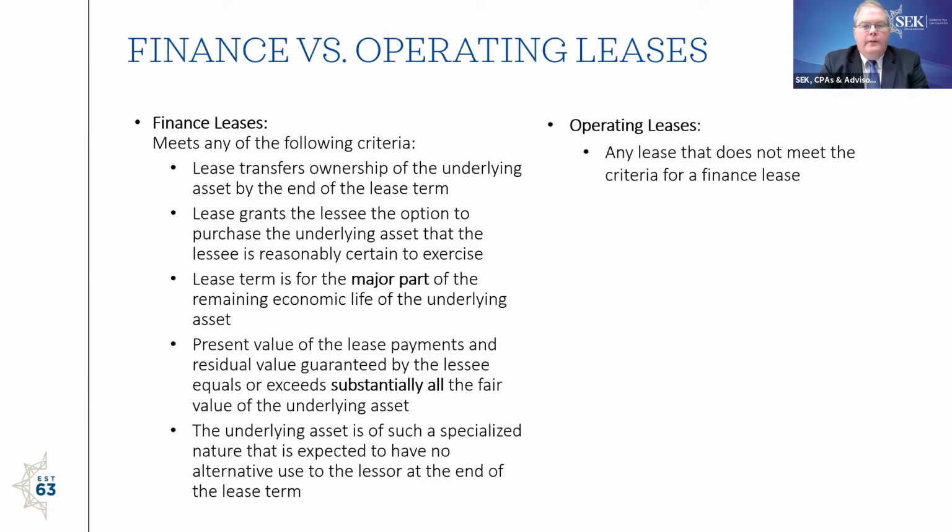The next one is that the present value of the lease payments and residual value guaranteed by the lessee equals or exceeds substantially all, and again, you'll see that's highlighted, the fair value of the underlying asset. Again, substantially all used to be a percentage. The next one is the underlying asset is of such specialized nature that it is expected to have no alternative use to the lessor at the end of the lease term. So if it meets any of those criteria, it's going to be considered a finance lease. If it does not meet any of the criteria, then it is considered an operating lease.